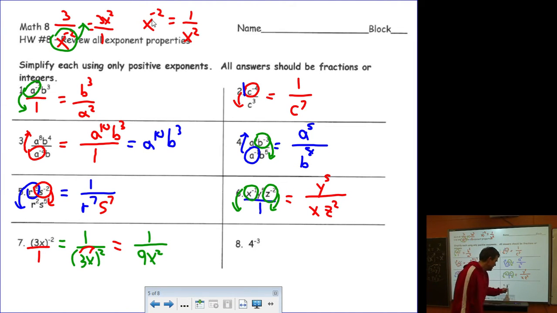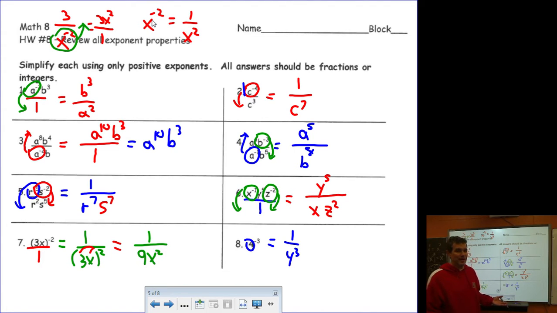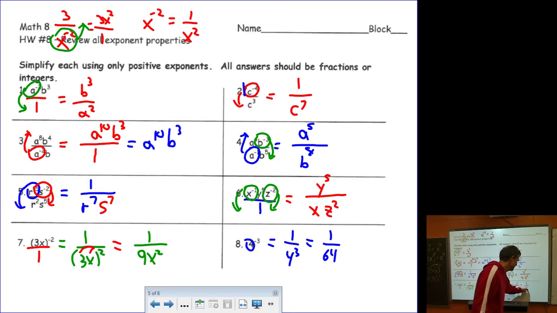All right, 4 to the negative third. Here's one I'm not going to make a fraction because it's just a single term. I'm just going to do what negative exponents tell you to do, and that's take the reciprocal. I'm going to take the reciprocal of 4. And that turns the exponent positive. So I guess I could then simplify it. 4 to the third power means 4 times 4 times 4, which is 64.